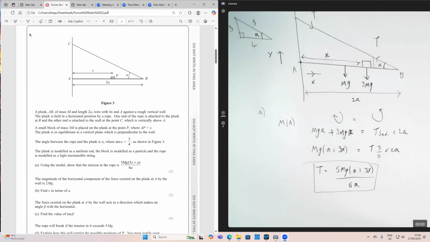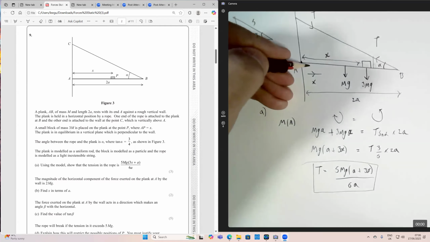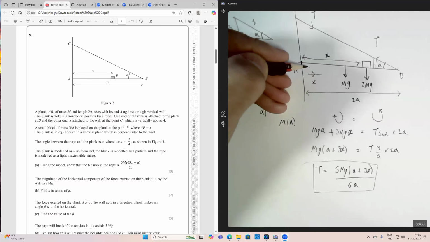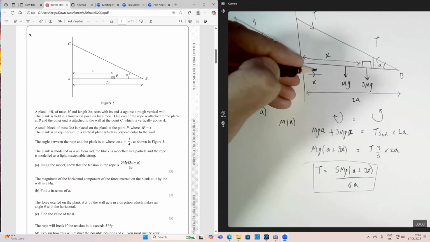Now, let's look at the next bit, part B. It says the magnitude of the horizontal component of the force on the plank at A by the wall is 2mg. Find x in terms of a. So they're telling us now that this horizontal component here that I've called x is actually 2mg.